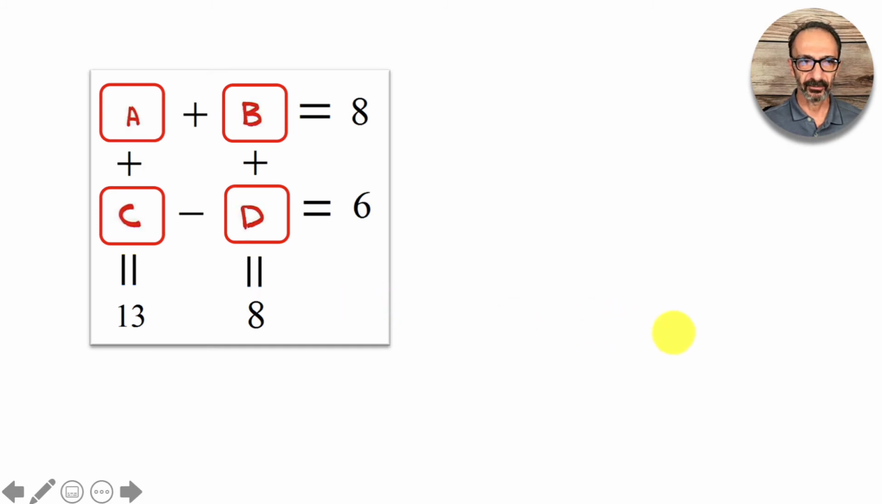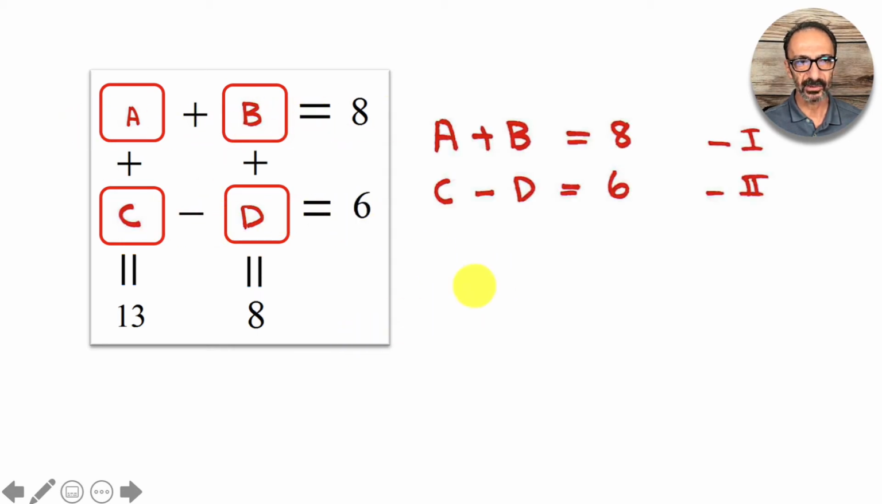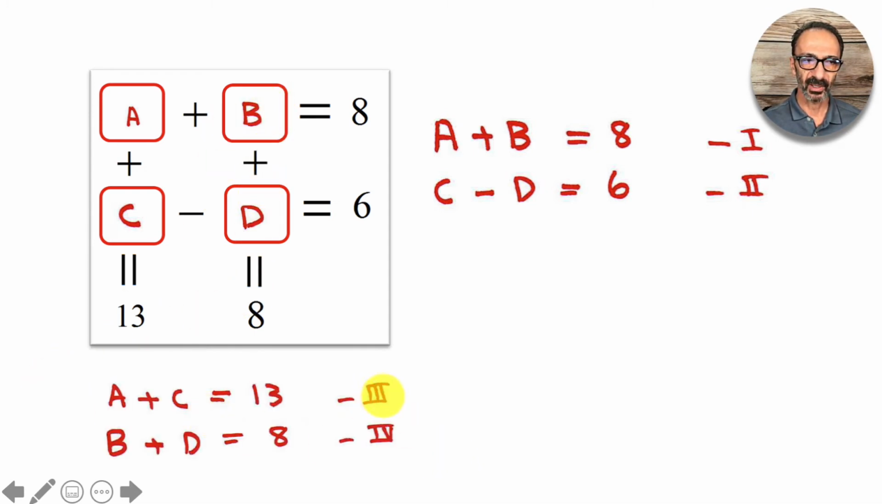Here's what I have. Let's call the missing numbers, instead of calling them X, Y, Z, and W, A, B, C, D. Now, going this way, that's A plus B equals 8 and C minus D equals 6. So let's write it on the side. So I have so far 2 equations. Going down here, A plus C equals 13 and B plus D equals 8. That's my third and fourth.